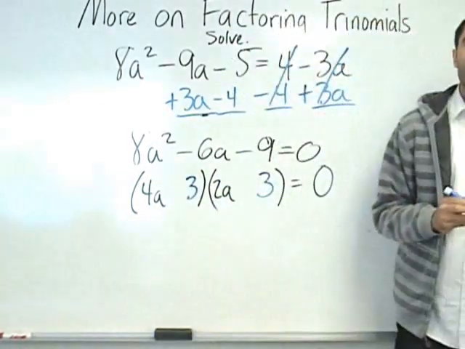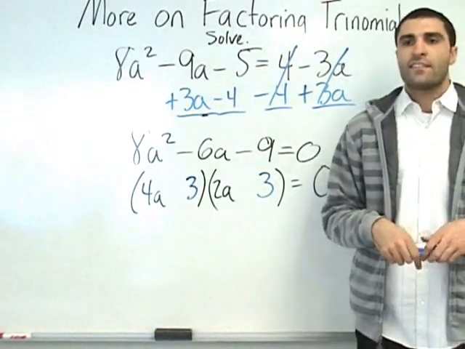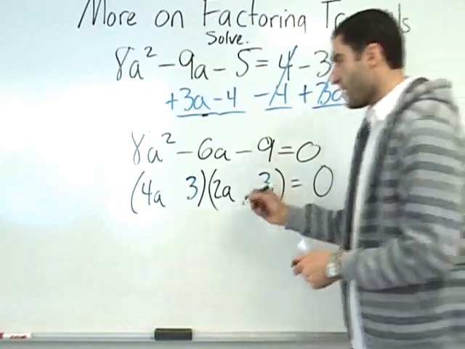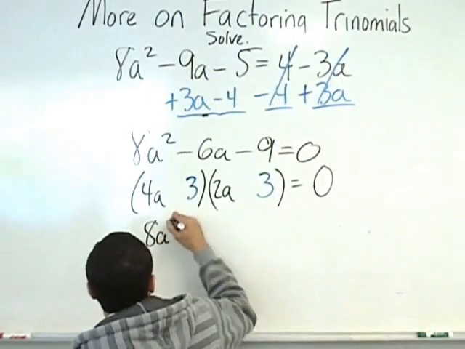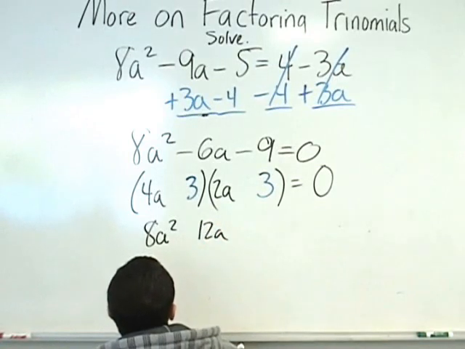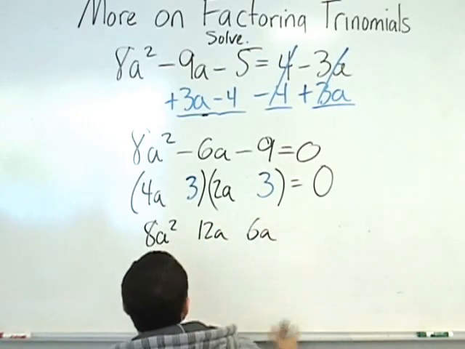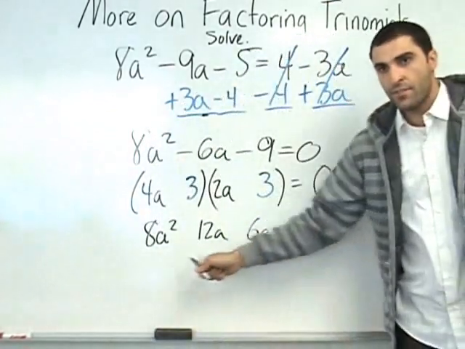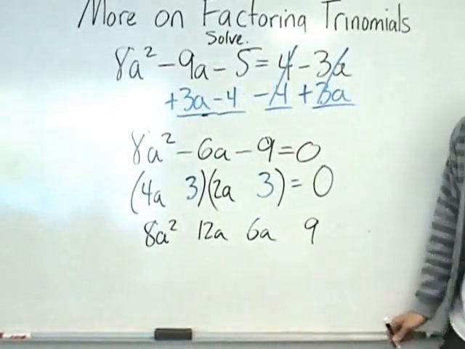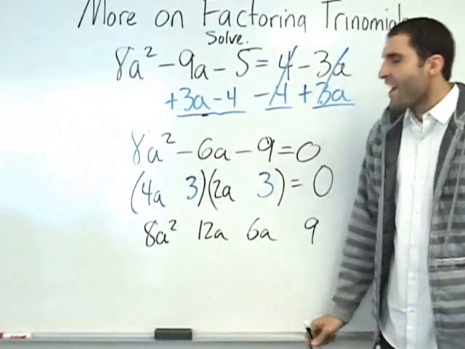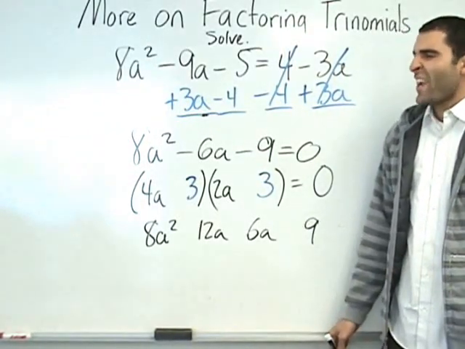Volunteer to FOIL check. Yes, go ahead. 8a squared, good. And then 12a, and then 6a, and 9. Is this good news? It's great news. All right, that's good. That's positive right there.